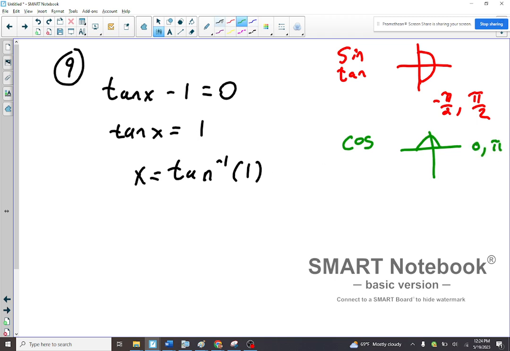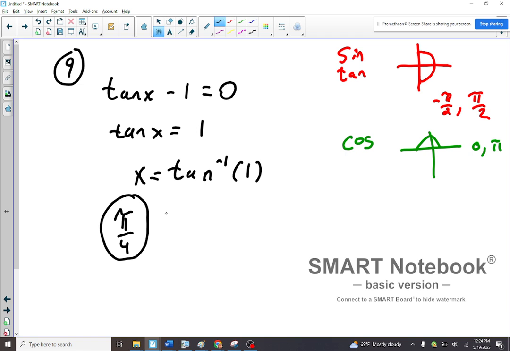Okay, so where is tan 1? What do I plug in to get tan to be 1? In this case, I could plug in pi over 4, or 45 degrees. 45 degrees is where tan equals 1, so it's going to be pi over 4. If you think of the unit circle, it's root 2 over 2, comma root 2 over 2.